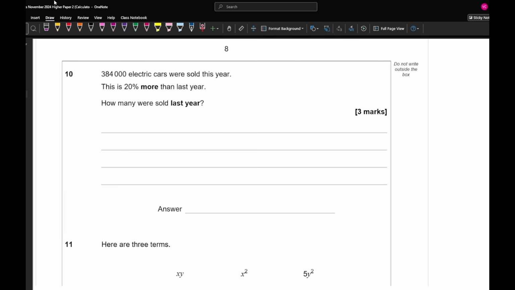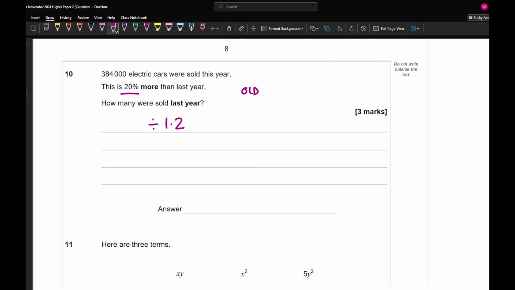Then moving on to question 10, it says 384,000 electric cars are sold this year. This is 20% more than last year. How many were sold last year? So for this, we need to use reverse percentages. If I'm increasing by 20%, then my decimal multiplier is going to be 1.2. Now, because we want to go in the opposite direction, I want to know what the original amount was. What we need to do is do the opposite of multiplying, which is divide.